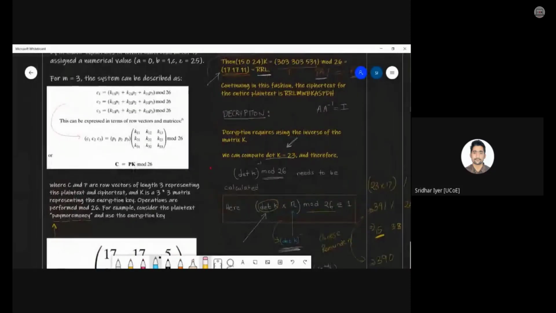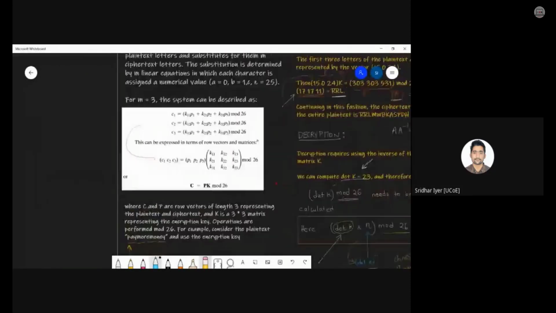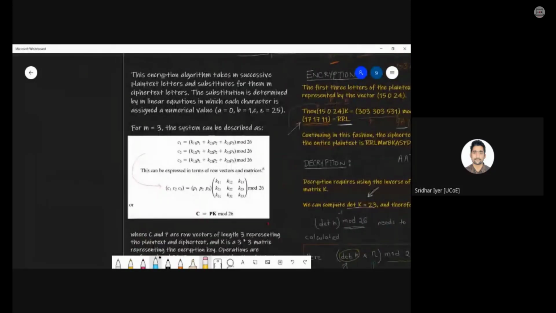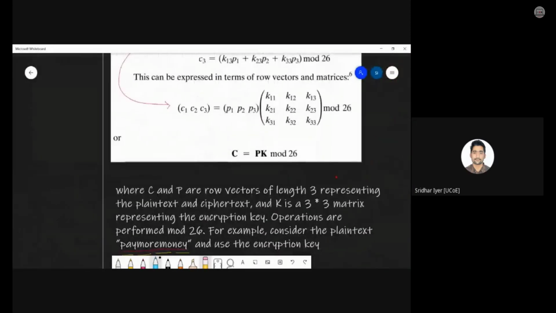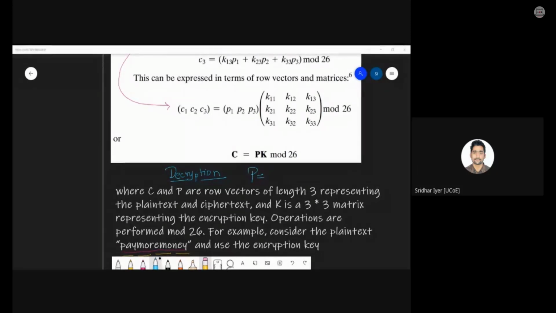You saw in the case of encryption, the formula was C is equal to PK mod 26. Yes or no? So what will be decryption? Any idea? The above formula, that is C is equal to P dot K mod 26, was for encryption. Now you only tell me what could be the formula for decryption. Mind you, we are calculating P this time. So what will be the change in the formula?